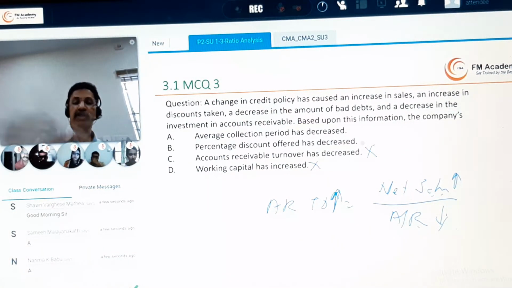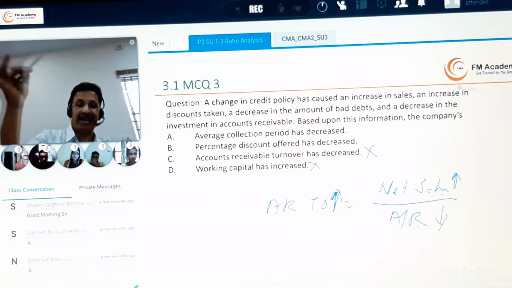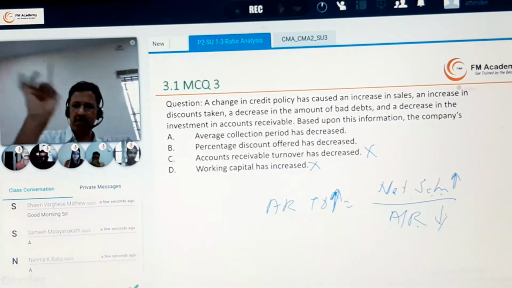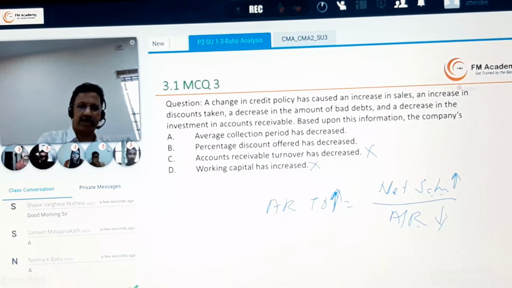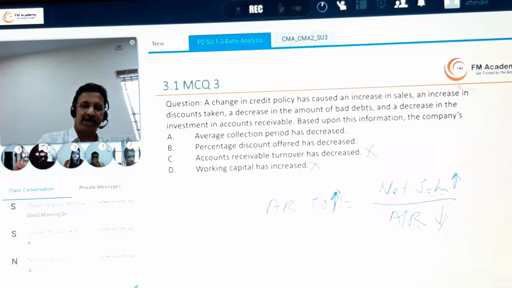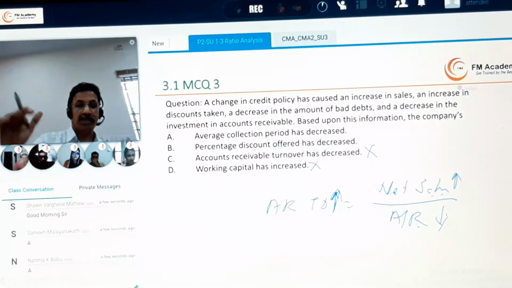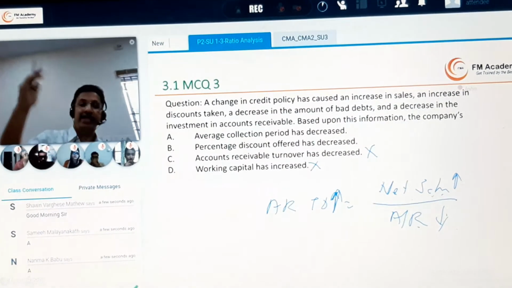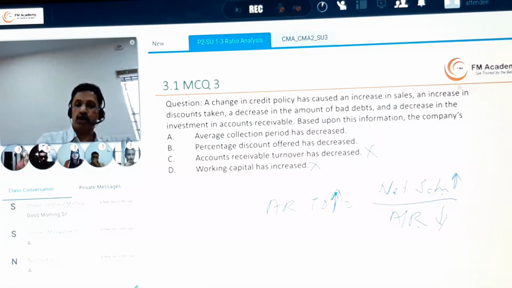Percentage of discount offered has decreased. There is an increase in discounts taken. So that means the discount has become more attractive. The percentage discount offered should have gone up, or otherwise somehow the discount has become more attractive, right? In what way do you make the discount attractive? Either you increase the discount period, like instead of 10 days you can give 15 days, but that will really result in an increase in account receivable, right? So that's not the case.